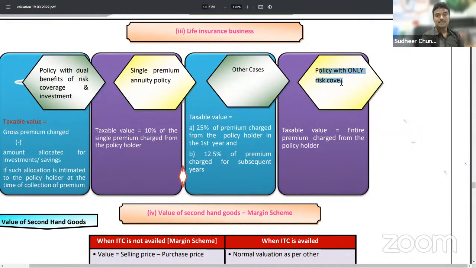That is called risk cover policies. For risk cover policies, the entire premium charged will be regarded as the value. That means 1 lakh premium, on 1 lakh 18% GST is required. For risk cover policies, the entire amount will be regarded as the value. So this is the case of life insurance business. We had a discussion.